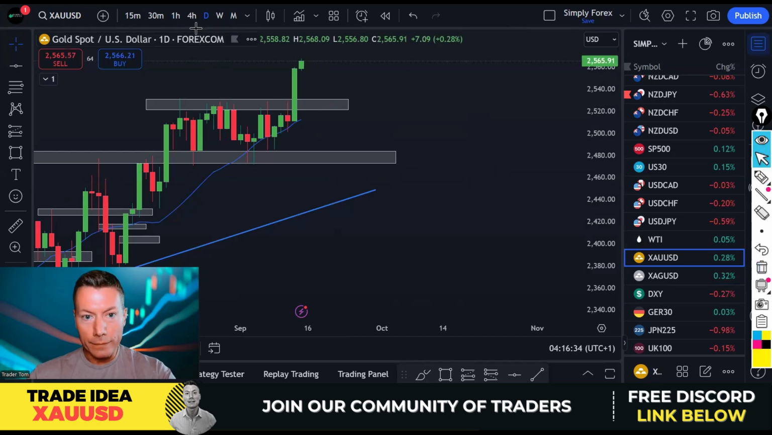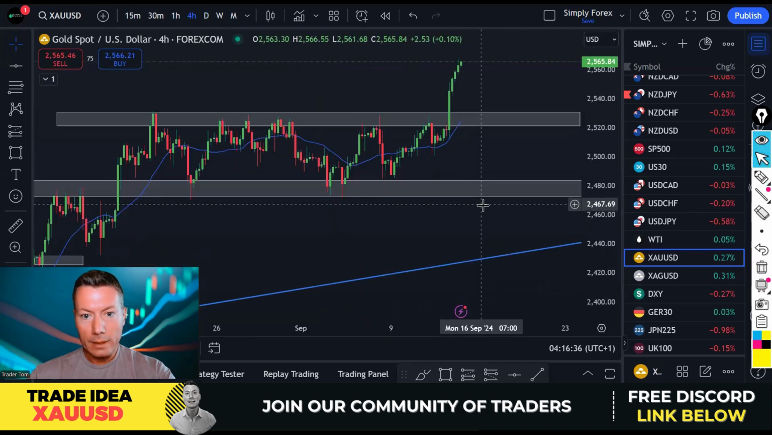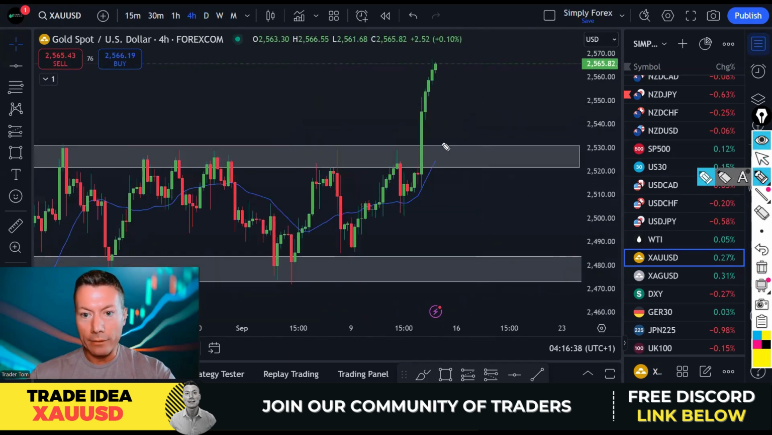So if we look at the H4, ideally we'd get a retrace back into this level. What was once resistance becomes very good support. But what I will also consider, guys, is just letting the moving average 20 catch up. So if the moving average 20 catches up and price retraces down to it as well, I would also consider buying gold from that level.